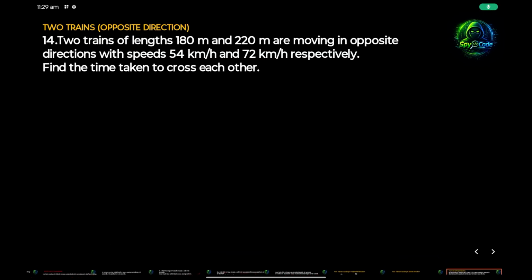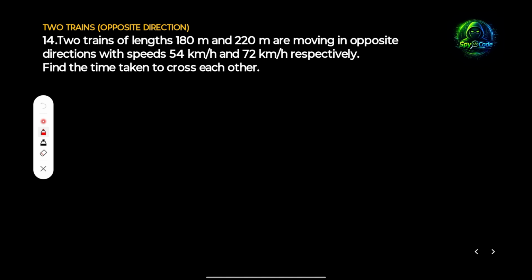So question number 14. Two trains of length 180 meters and 220 meters are moving in opposite directions, with speeds of 54 and 72 respectively. So this is train 1 and this is train 2, which are moving in opposite directions. It is 180 meters long and this is 220 meters long, and this is 54 kilometers per hour and this is 72 kilometers per hour.